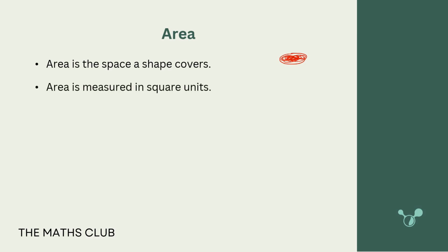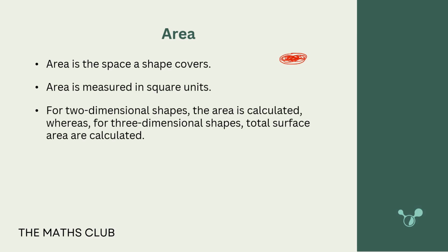For 2D shapes, that is shapes that can be defined in the x and y coordinates, we talk about area. But when we're talking about 3D shapes, that means it's not only x and y, but also the z, so x axis, y axis, and the z axis, we're going to be looking at total surface area, and we're going to see that in subsequent videos to this.